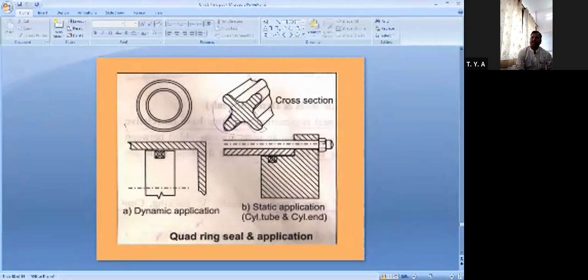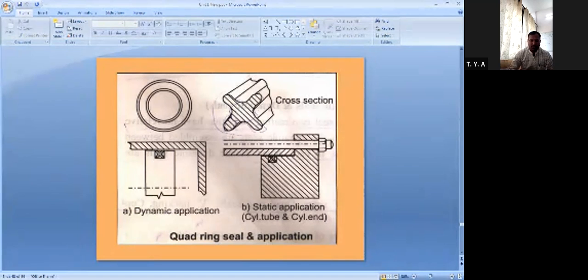It is located or positioned in the hydraulic tube or in the cylinder tube and cylinder end. You can see this black spot here. Here, in the static application, the cord ring seal is used. In dynamic application, it is used here. Depending on the cross section only, it is classified.